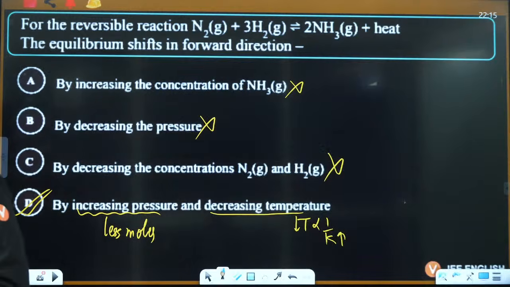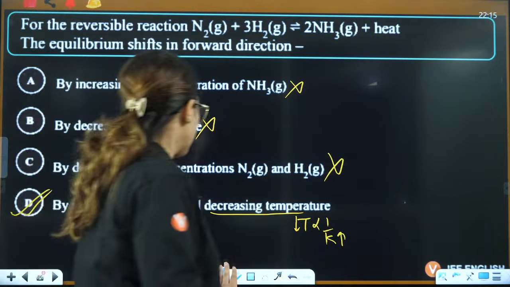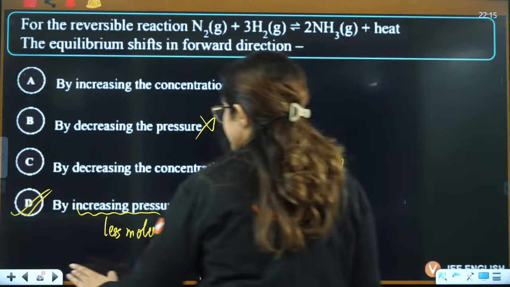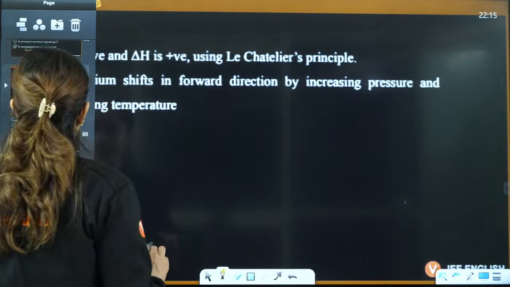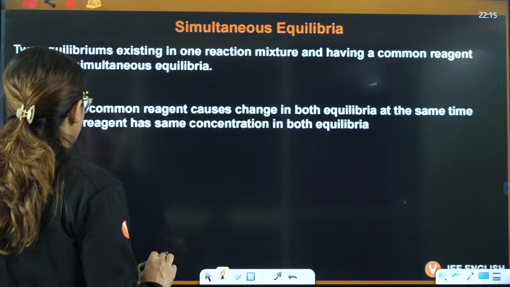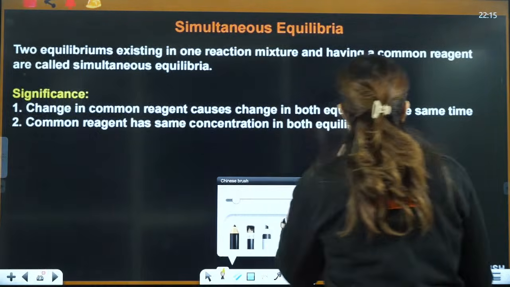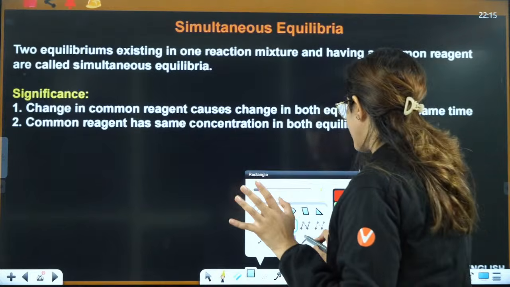Now let's see the last thing here, that is simultaneous equilibrium. Let's see what that is. This will be useful in ionic equilibrium.